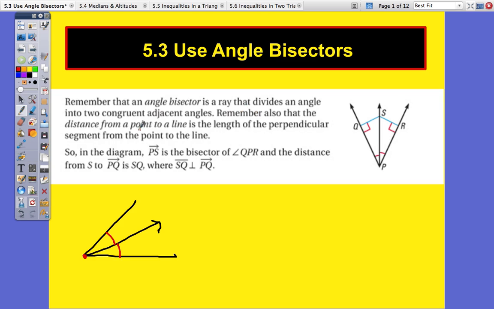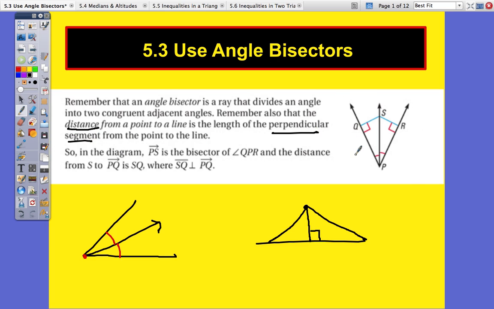Also remember that the distance from a point to a line is the length of the perpendicular segment from the point to the line. Now, what we mean by that is, if you have a line and a point, the shortest distance from this point to the line is a straight line that is perpendicular. There's no other line that will be shorter. If you draw another line, this slanted line is actually longer. The shortest line from this point to this horizontal line is a vertical straight line that is perpendicular. So when you think of distance in angles or triangles, always think of the perpendicular segment.